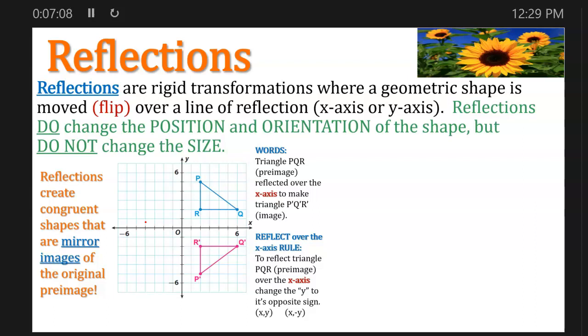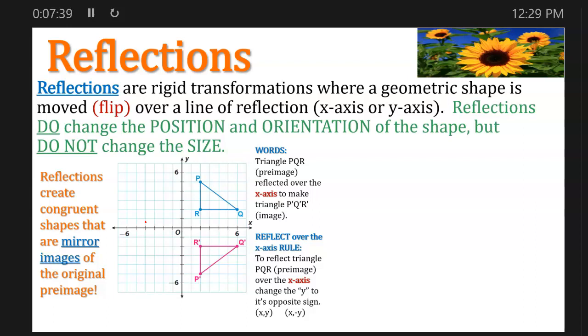Now, if you don't understand what I'm saying about image and pre-image, you may want to review the video on Introduction to Transformations before you watch this one. So you may want to go back and watch that one real quick before you start watching translations, reflections, rotations, or dilations, just to get an idea of what pre-image and image is like. But basically, pre-image is the one we start off with, which is the blue triangle, and the image would be the resulting triangle after the transformation has taken place.